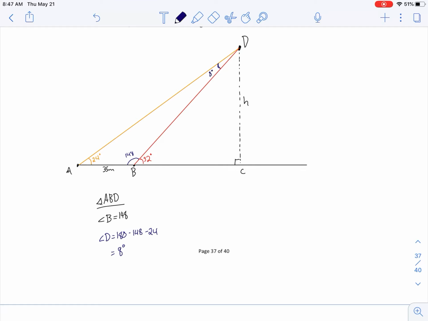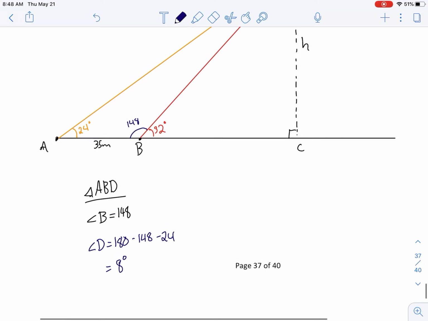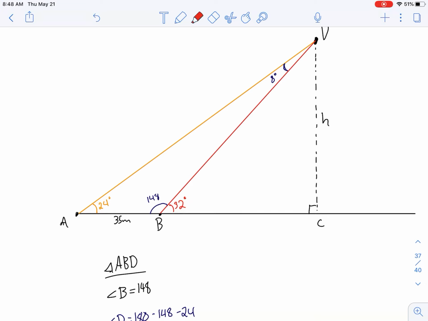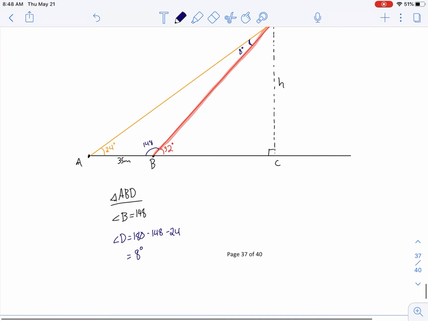So these two triangles, ABD and BCD, share something in common: they share side length DB. So if they share side length DB in common, then we can solve for that and use that in triangle BDC. I think there might be more than one way to solve this, but this way will work for now. So we want to solve for this unknown side length right here, DB, because it is common to both triangles. So I'm going to use the sine law.